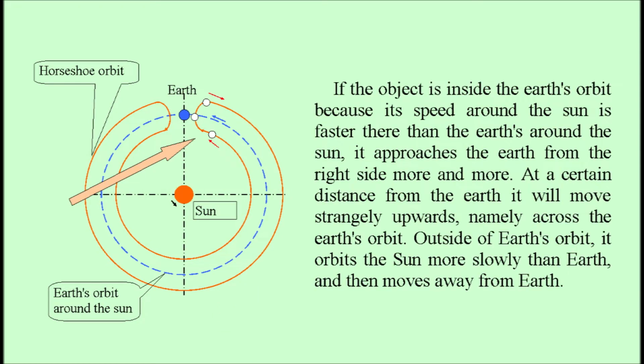If the object is inside the Earth's orbit, because its speed around the Sun is faster there than the Earth's, it approaches the Earth from the right side more and more. At a certain distance from the Earth it will move strangely upwards, namely across the Earth's orbit. Outside of Earth's orbit, it orbits the Sun more slowly than Earth, and then moves away from Earth.